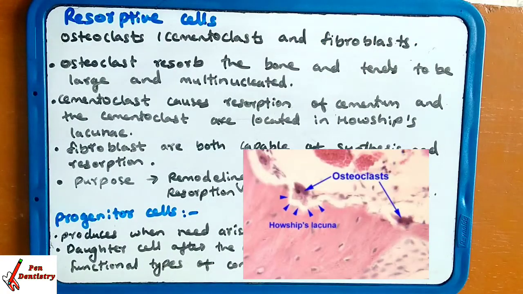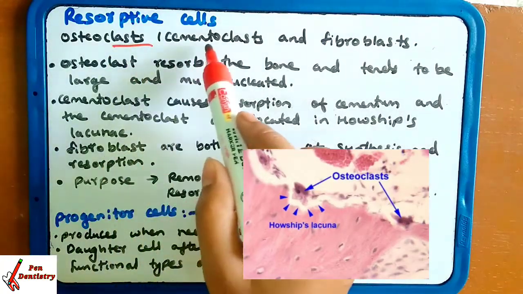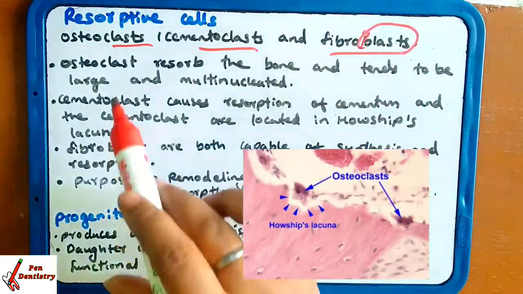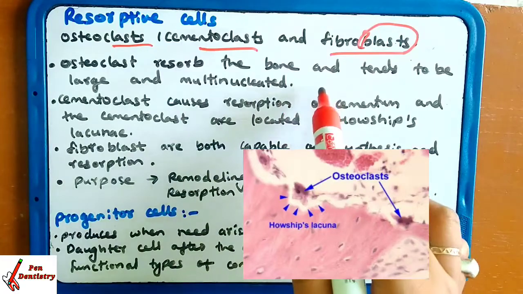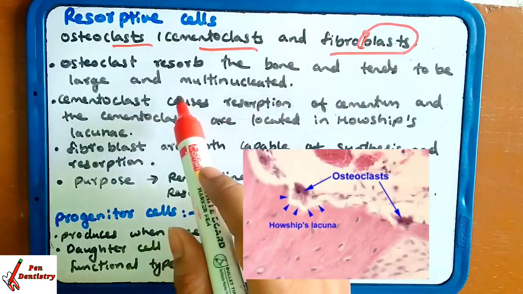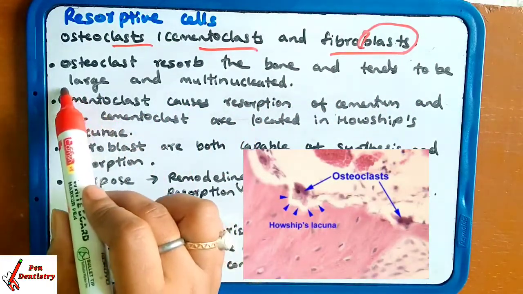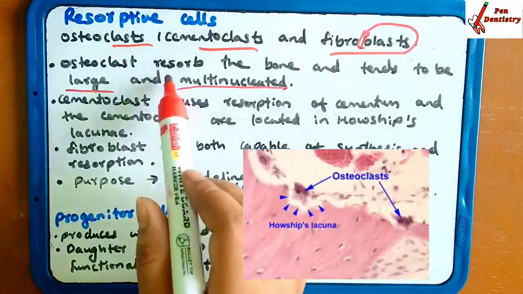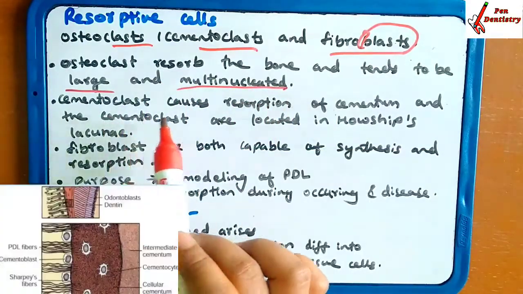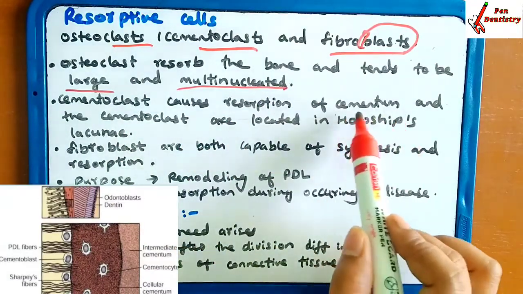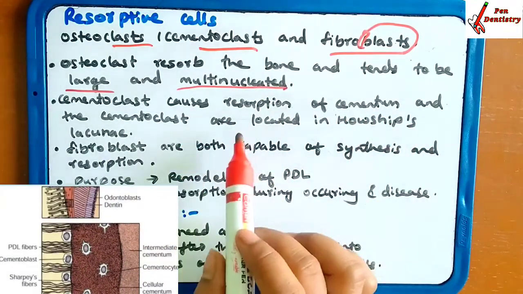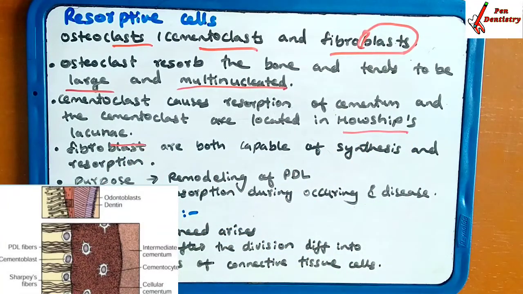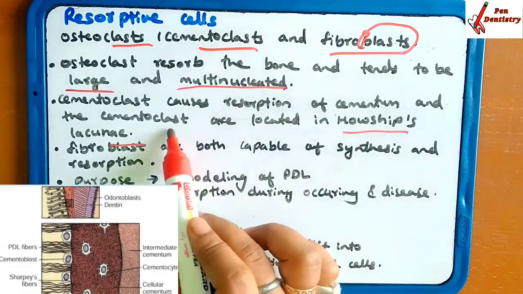Resorptive cells consist of osteoclast, cementoclast and fibroblast. Osteoclast resorbs the bone and tends to be large and multinucleated. What is the size and shape of the osteoclast? Large and multinucleated, and what does it do? It resorbs the bone. Cementoclast causes resorption of the cementum, and cementoclasts are located in house-shaped lacunae. The house-shaped lacunae consist of cementoclast.